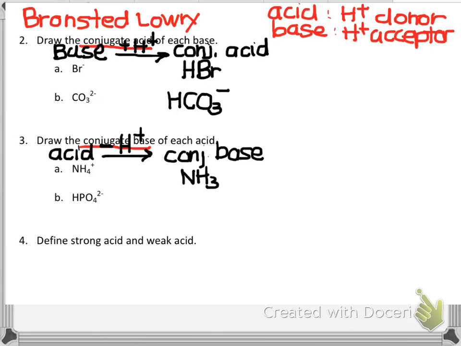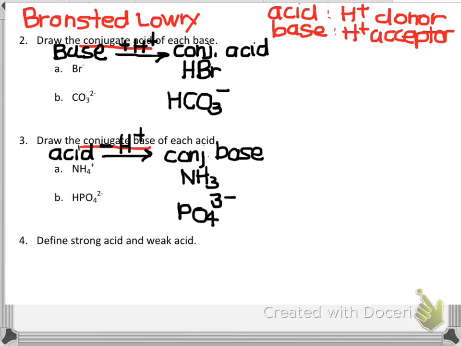Now HPO4 2-, so if I look at the formula and I take away an H, I have PO4. I'm also taking away a plus, and every time you take away a plus, you leave another negative behind. So I had 2 negatives, but now I'm going to have 3 negatives because I took away an H+. I think in question 5, they ask you to label an equation, and so we'll practice this again.